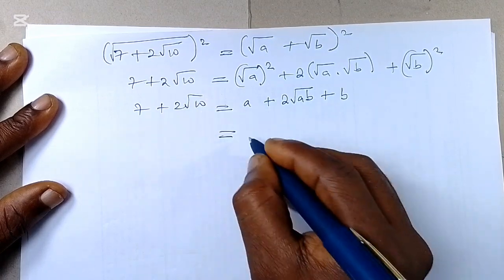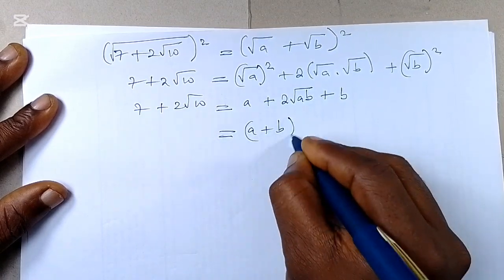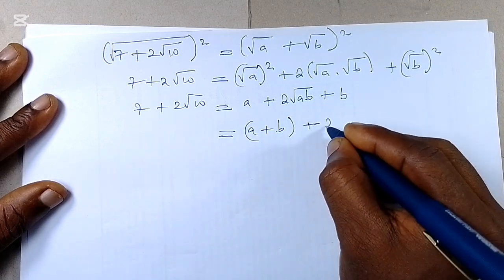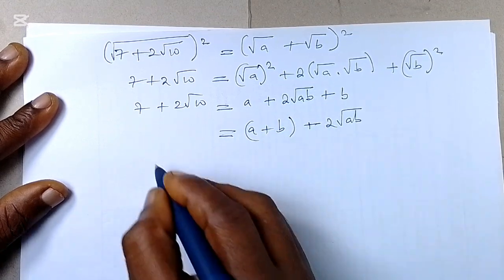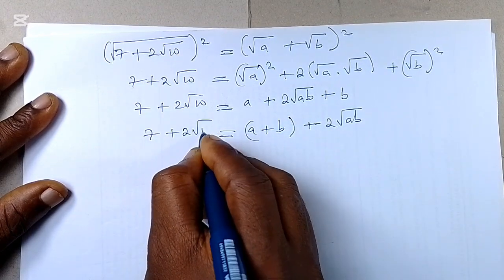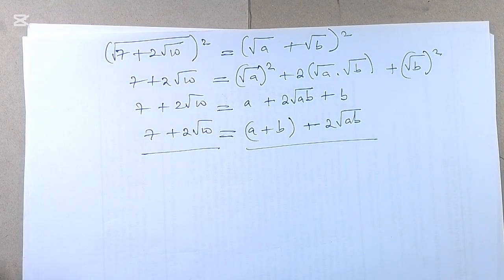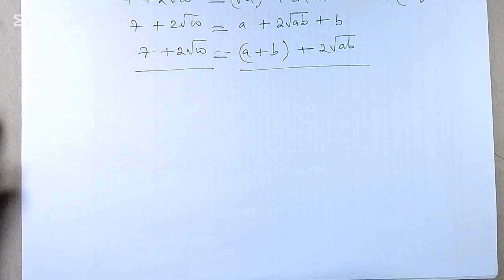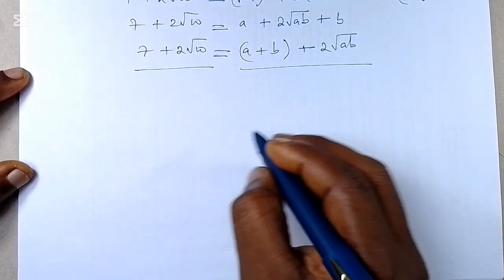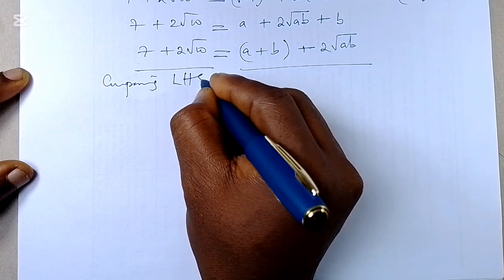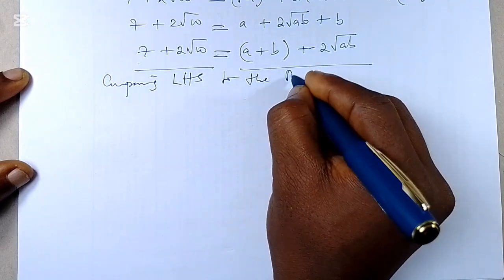Now the next thing I'm going to do will be to arrange this expression on the right hand side in this manner: A plus B in one bracket, and 2 root AB. And this will be 7 plus 2 root 10. I want this part to resemble this part. So that is the next step you take. Now once you get that done, you will do a little bit of comparison. So I'm going to say comparing the left hand side to the right hand side.